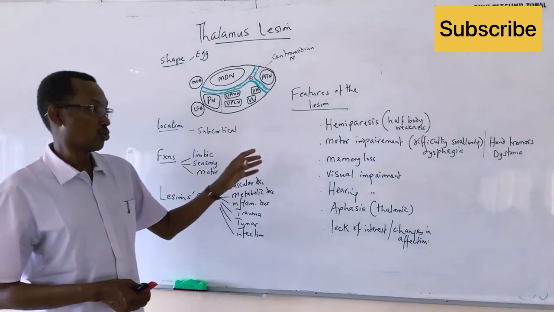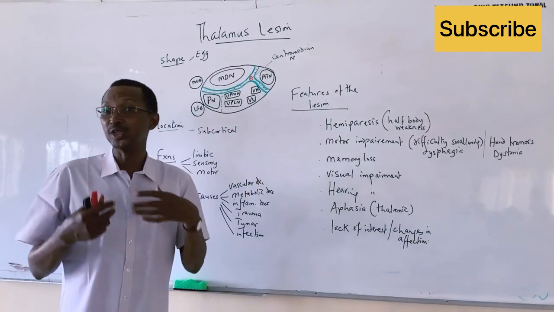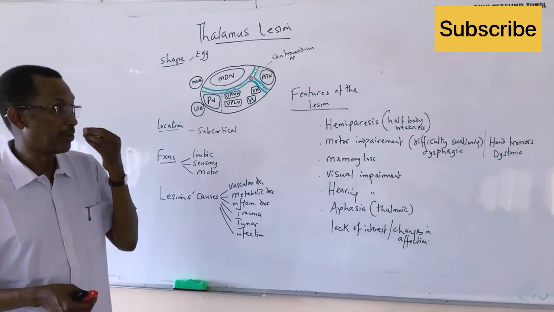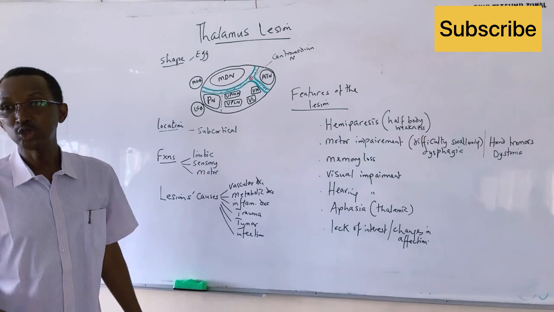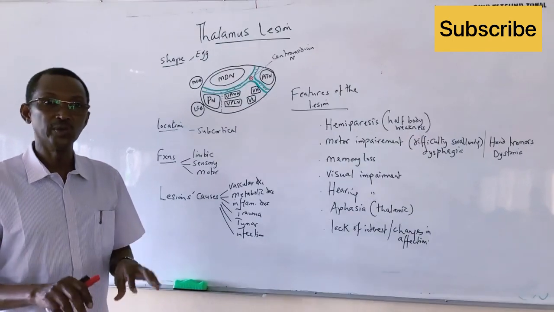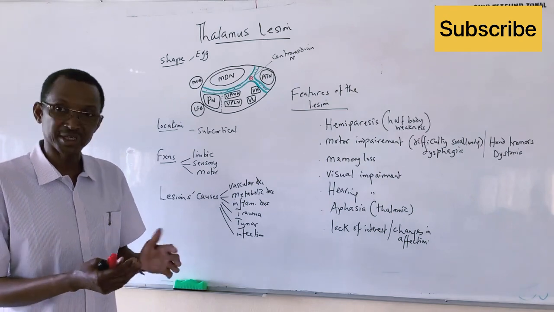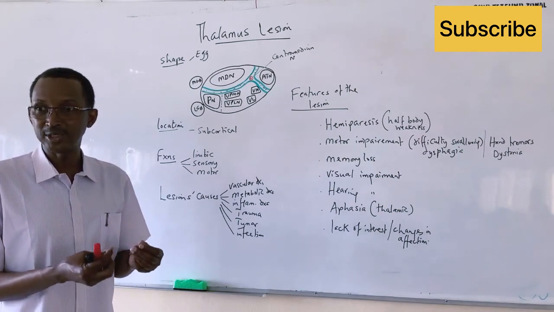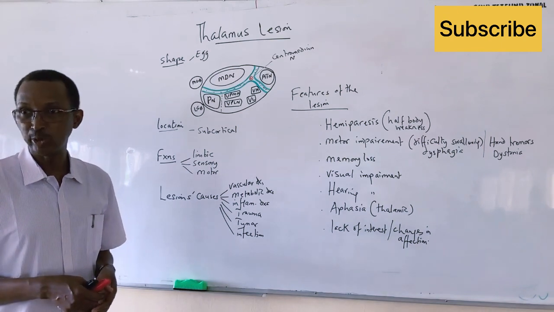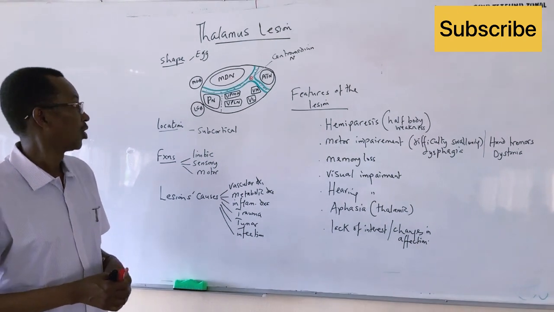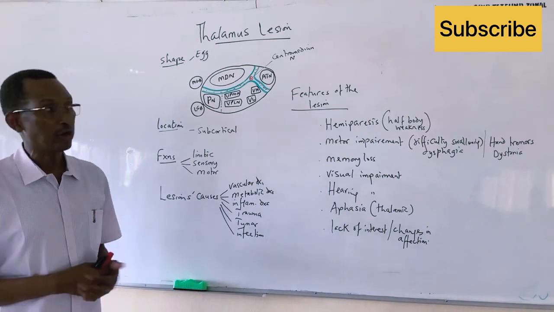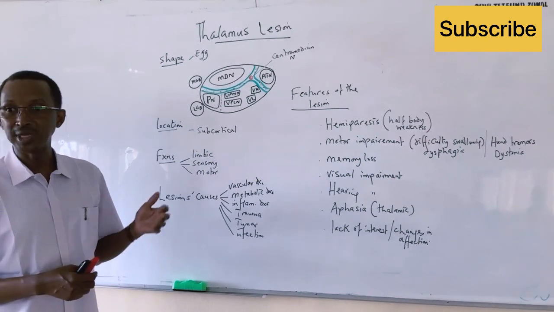So if there is motor impairment, you can also have difficulty in swallowing, what we call dysphagia. You can also have tremors in the hand. When you are just sitting down, your hands will have some shaky movements, what we call hand tremors and what have you. So these are, by and large, some of the features and causes of thalamic lesion.